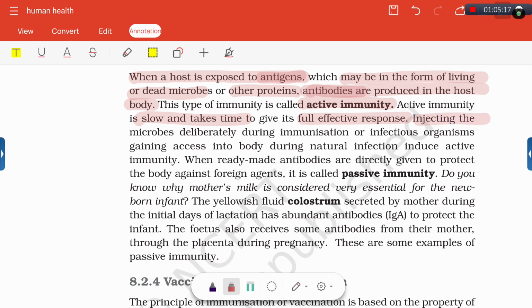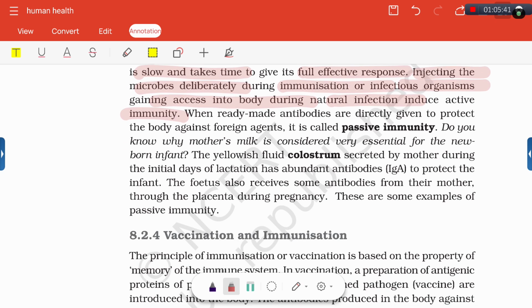Injecting microbes deliberately during immunization, either vaccination, or an infectious organism gaining access into our body during natural infection, induces active immunity. When ready-made antibodies are directly given to the body against a foreign agent, it is called passive immunity. This will be very fast, and you will get immediate relief.